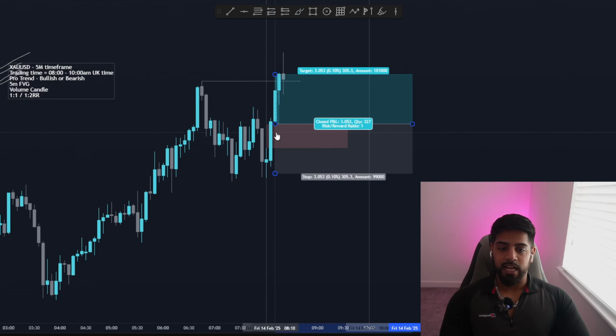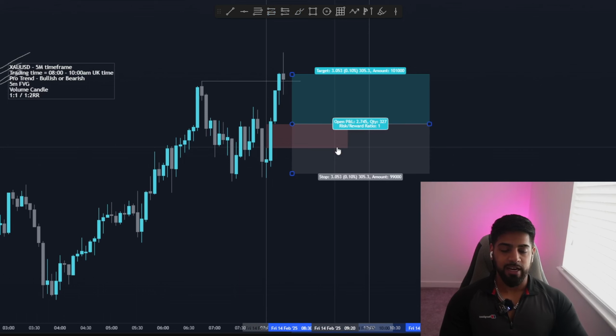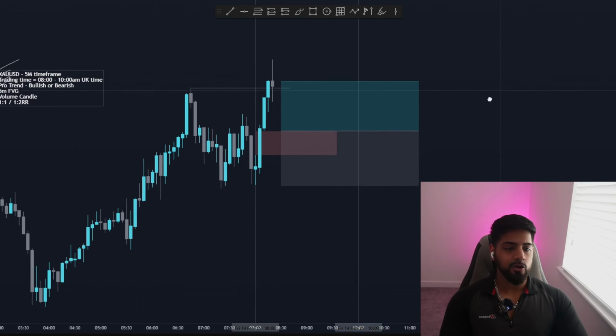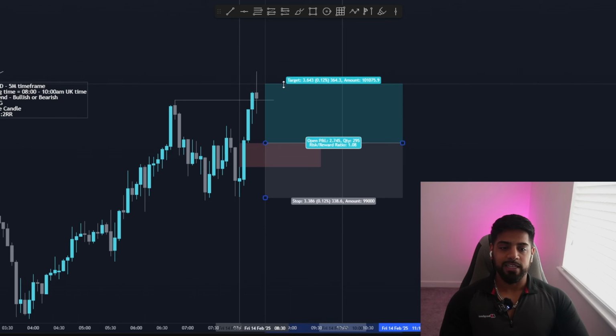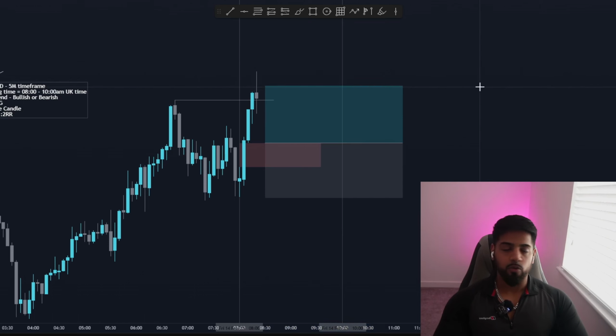So with all of that knowledge, we can now safely take our trade at the open of that fair value gap with our stops just below that low. And all we're simply going to do is target a 1-2-1. And if you want to go for more, if you feel comfortable, you can always go for more.